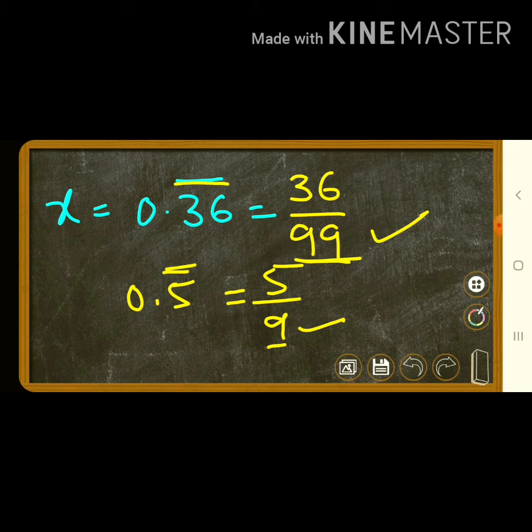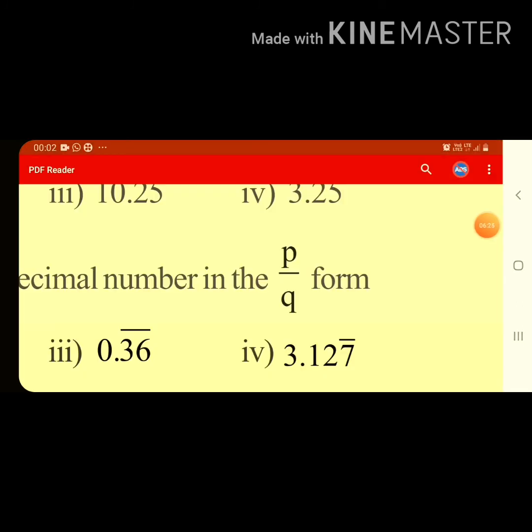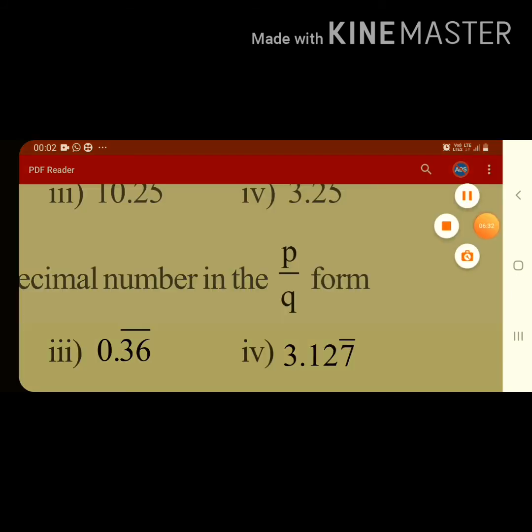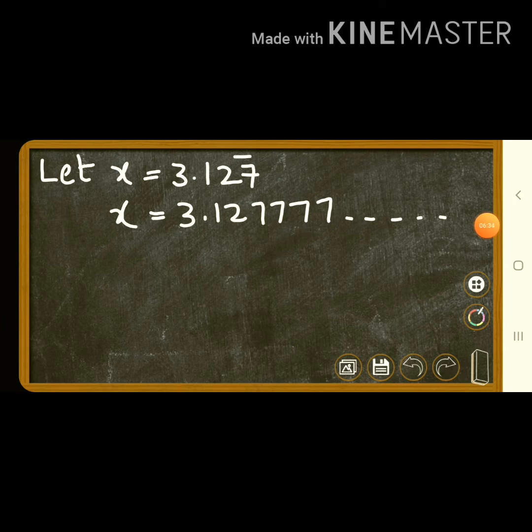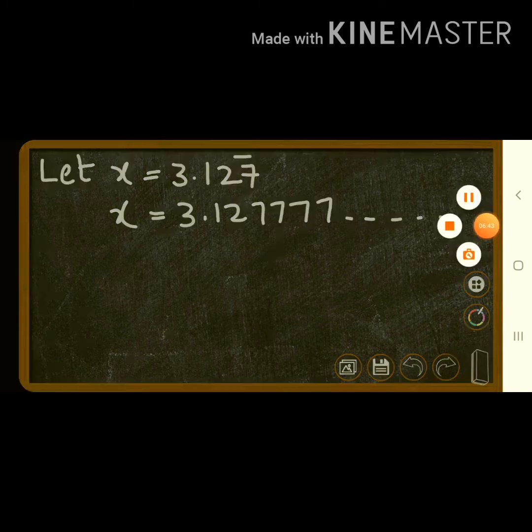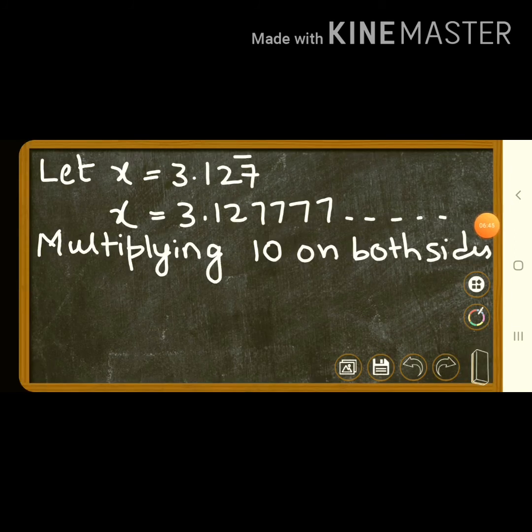The next bit is 3.127 bar, and you can notice that the bar is kept only on 7. So here x is equal to 3.127 bar, which means x is equal to 3.1277777, 7 is being repeated and so on. Now multiplying 10 on both sides. Why 10? Why not 1000? Because there are three digits now, 1, 2, 7 after the decimal point. Why not 1000? Why only 10?